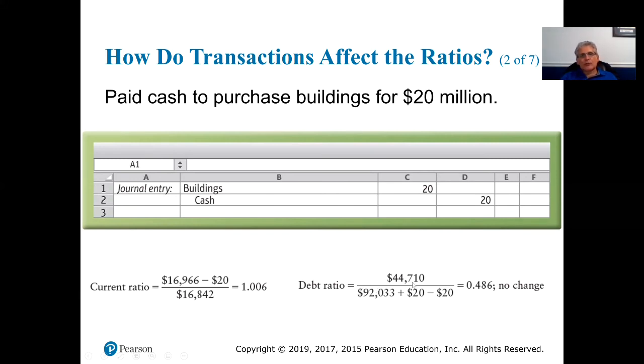On our debt ratio, you'll notice that our debt doesn't change. It's $44,710. And then our total assets don't change at all because we had $92,033. We added $20 of building, and then we subtracted $20 of cash. So you can see that this is a trading of an asset for an asset. So because we're not paying attention to current numbers, there is no impact of this type of transaction on the debt ratio. It did have an impact on the current ratio, but no impact on the debt ratio.